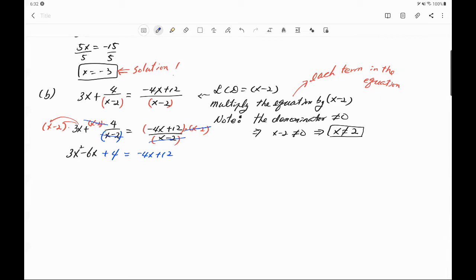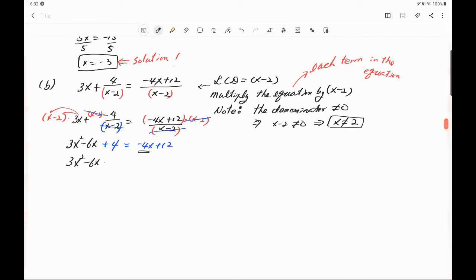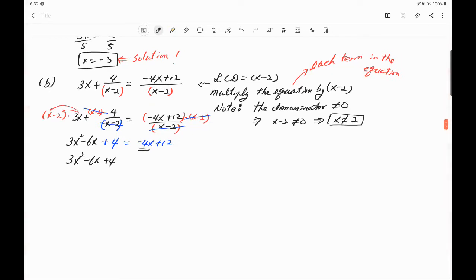And then since this is quadratic, let's move all the terms from the right to the left. And then factor the left-hand side. Okay, so 3x squared minus 6x. So move this one to the left. There will be positive plus 4x, right? And then we have a plus 4. Let me write the left-hand side first. So plus 4, then move minus 4x to the left, so plus 4x. Move 12 to the left, so minus 12 equals 0.